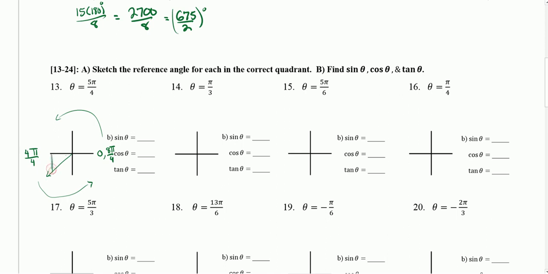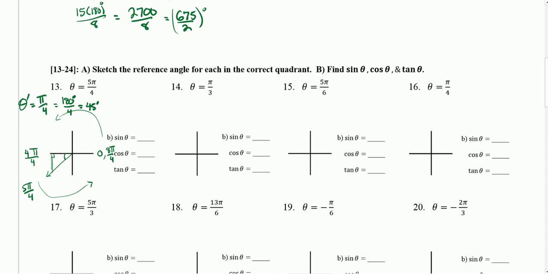Here's our reference angle, and our reference angle is going to be the difference between 5 pi over 4 and 4 pi over 4. So if you subtract those, theta prime, or our reference angle, is going to be pi over 4. Well, at this point, our reference angles that we can work with are 30, 60, or 45 degrees. And remember, pi is 180, so if we convert this to degrees, we get 180 over 4, which is 45 degrees. And so this is a 45, 45, 90.